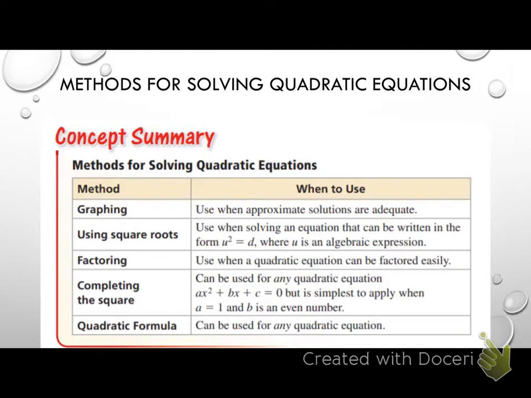So we got graphing, we got using square roots, we've got factoring, we've got completing the square, and we've got the quadratic formula. It's kind of dark. I would recommend having it written down, or I guess take a picture of it. Did anyone miss anything from my previous slides that I need to go back to? Are we okay?